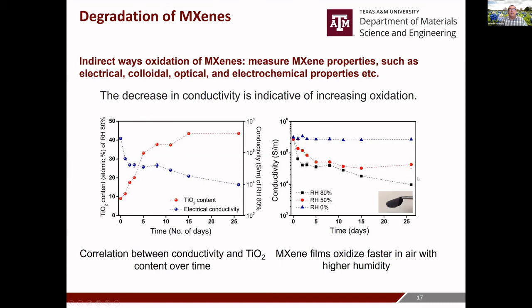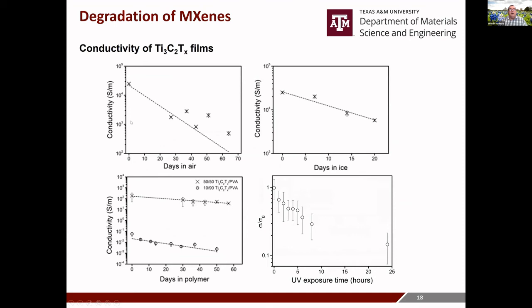Yes, different kinds of media were also mentioned by Vadim in the previous talk. If you look at the conductivity in dry air or in ice, freezing it down and cooling it at a lower temperature actually prevents the whole process. Or if they're in a polymer composite like PVA. We also showed that exposure to UV light significantly affects the loss of conductivity due to faster oxidation. So if you're exposed to UV light, the oxidation is quite fast.